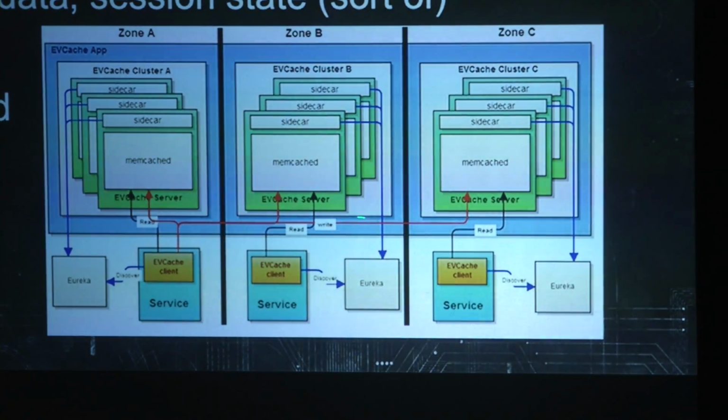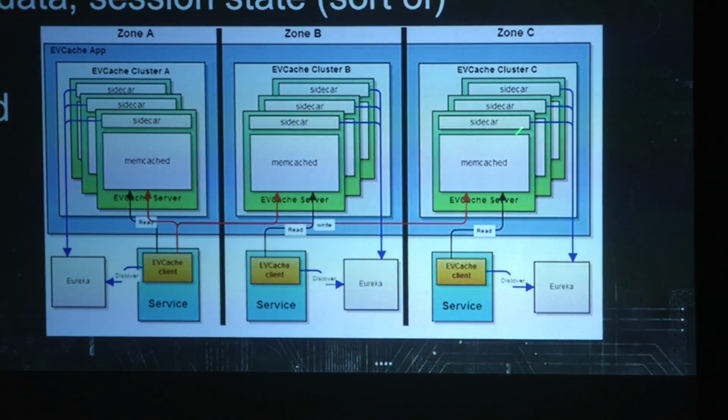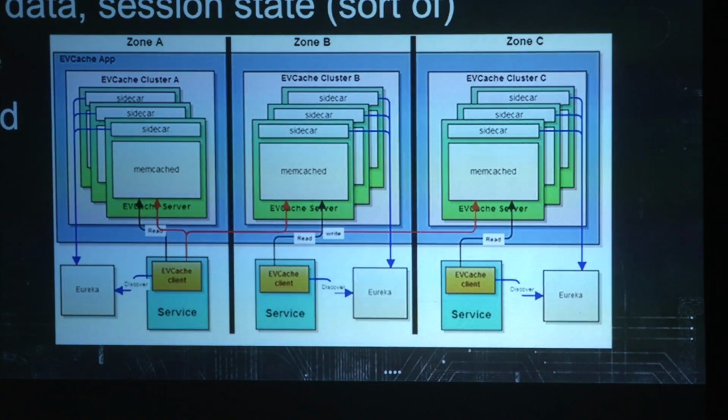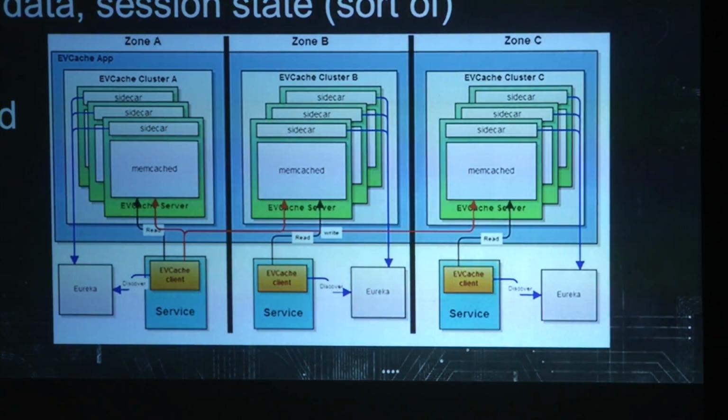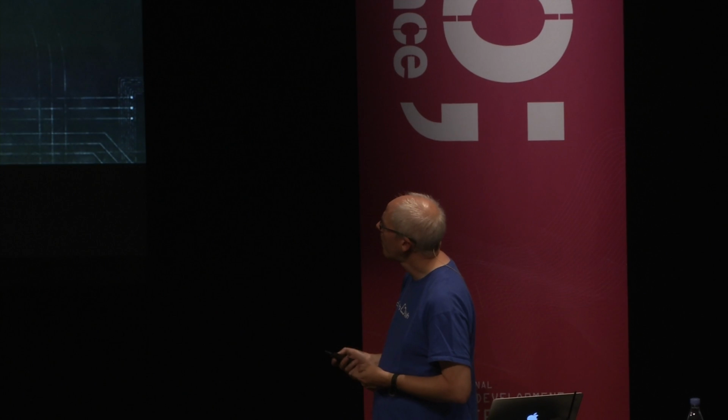It doesn't guarantee that all the writes complete. Like I said, it's the eccentric volatile cache, and it's ephemeral. But it works really well, and it ties into Eureka to find and locate everything, and you can have multiple memcaches in each zone as well. So it'll scale up. Netflix has some huge number of terabytes of memcached running.